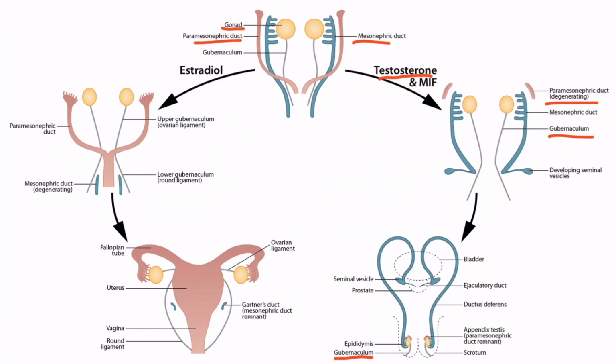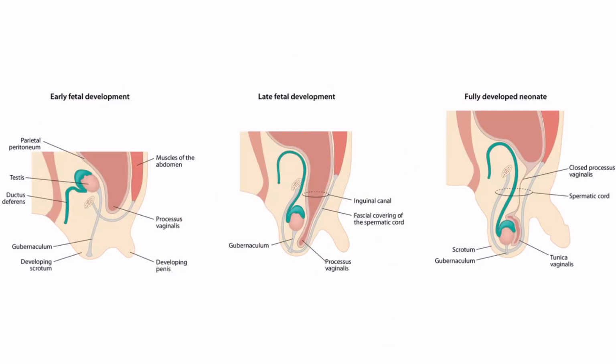There are a few more details that you need to know about gonadal descent, and that can be better understood using a different image. Here we have a lateral view of the gonads descending from the abdomen into the scrotum. Notice that during early fetal development, the processus vaginalis and testes are up in the abdomen. The processus vaginalis is just an outpouching of the parietal peritoneum. We can also see several other key structures such as the developing scrotum and gubernaculum.